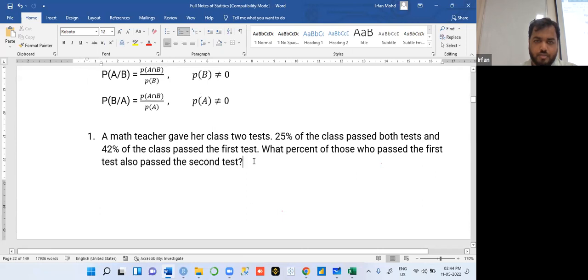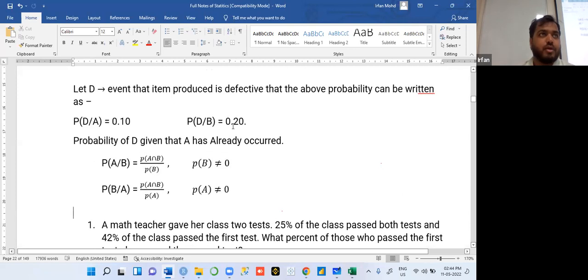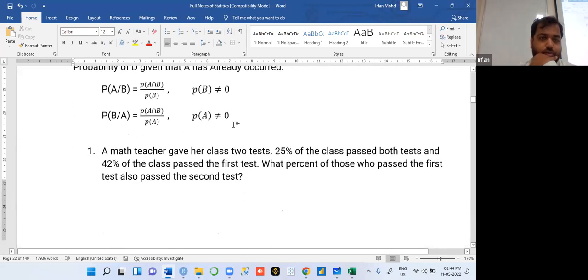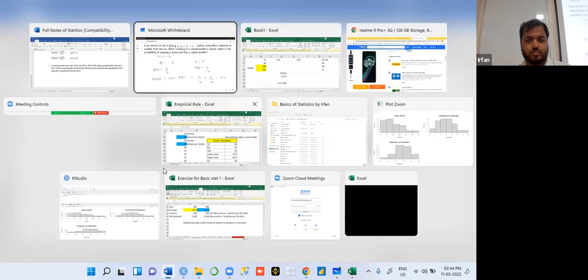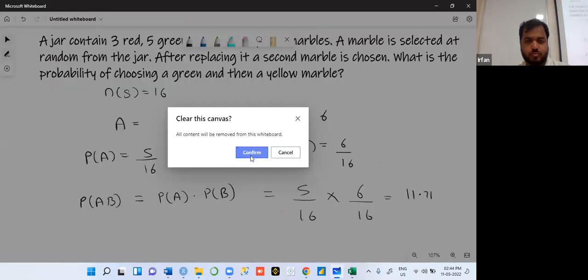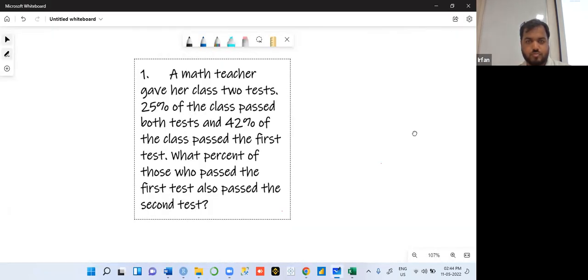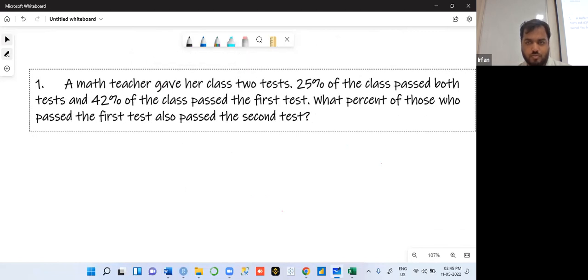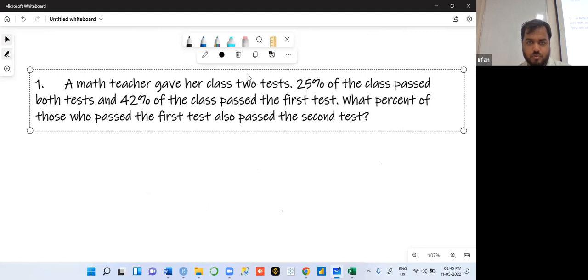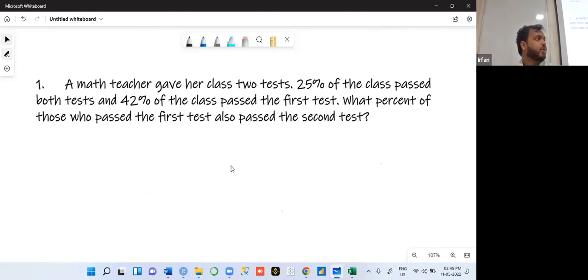Write this example, guys. This is for the dependent one. Independent we finished. Now we'll go for dependent. We are doing it for the dependent event.